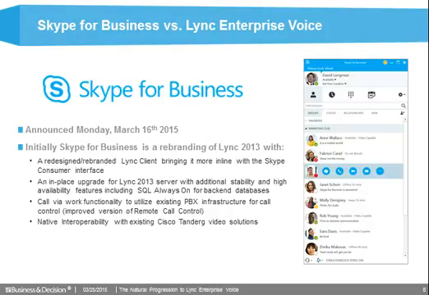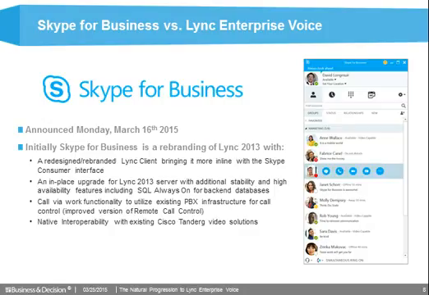So initially, what's releasing in the next month or so is a rebranding. The client interface will look a little different. It'll look more like the Skype interface. They have in-place upgrades now for Lync 2013, so Lync 2013 on-premise servers will soon become, through upgrades, Skype for Business Server.